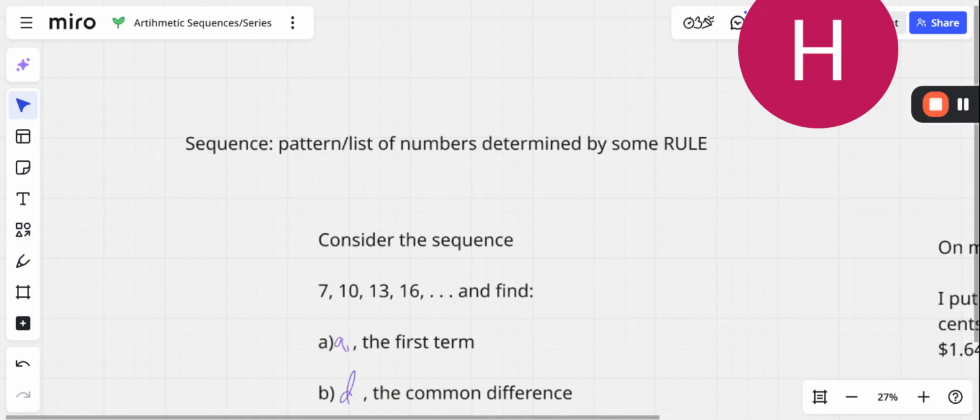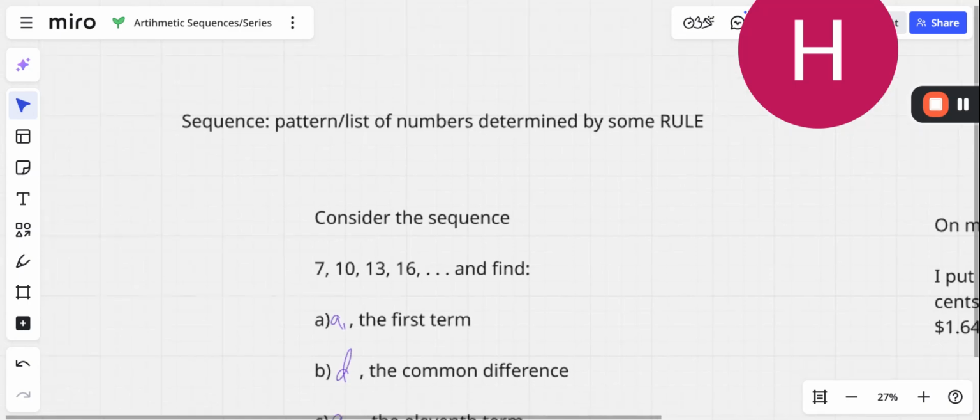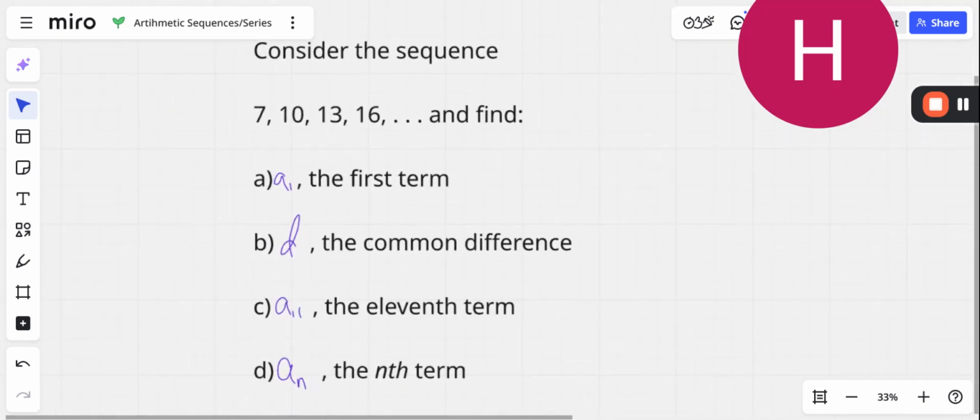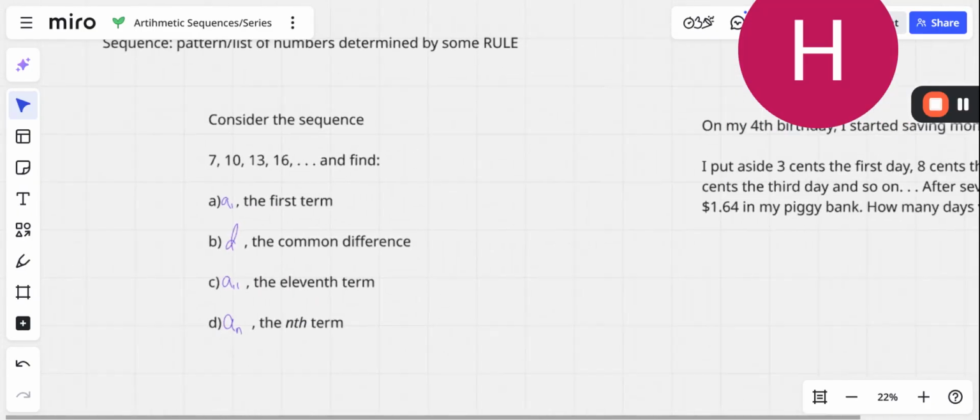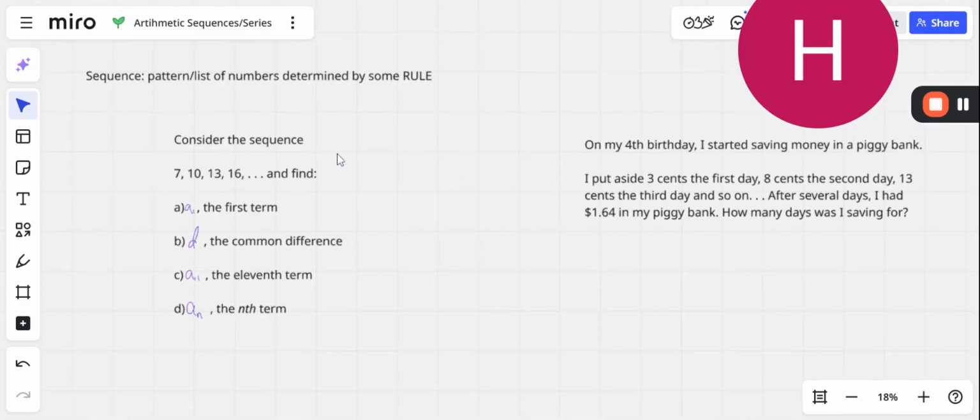So, I want you to consider the sequence 7, 10, 13, 16, ... And I want you to find or identify the following. Also, there's a bit of a bonus challenge here.